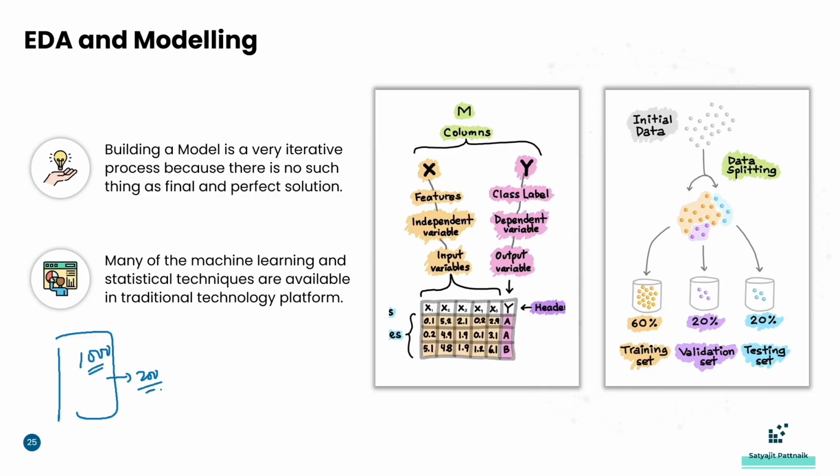Now these insights help the data science team in the decision making process, and then they start creating a predictive model which will be able to do some predictions. Now, what is modeling? Modeling is simply building a model, which is a very iterative process because there is no such thing as a final and perfect solution. Well, let me try to give you an example and help you out with both EDA and modeling.